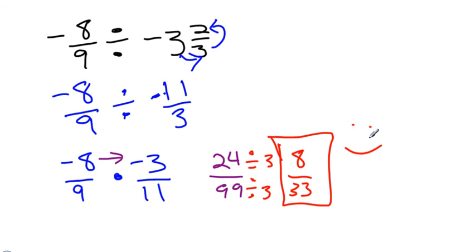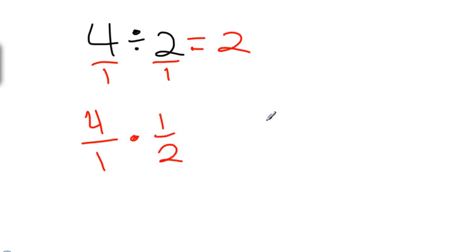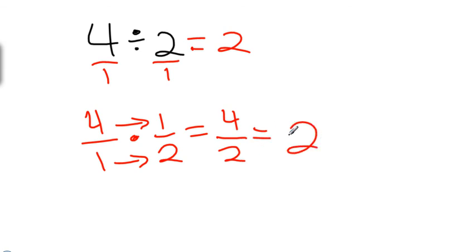Okay. So why does this work? Why can we take the reciprocal and multiply? Well, let's look at something super easy. 4 divided by 2. We know the answer is 2. Okay. What if we turn this into fractions? This is 4 over 1 divided by 2 over 1. Let's say we didn't want to divide that. Let's take the reciprocal and multiply. So we say 4 over 1 multiplied by 1 over 2. So what we end up with is 4 times 1 is 4, 1 times 2 is 2. If we simplify that, look at that, we get 2. Either way we do it.